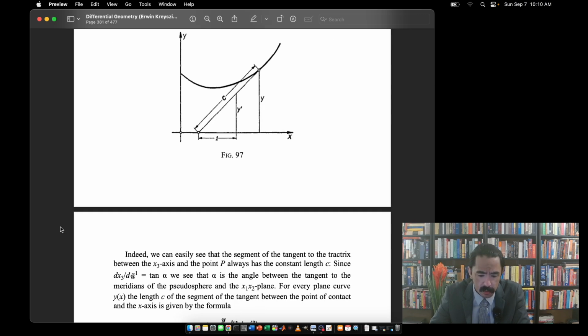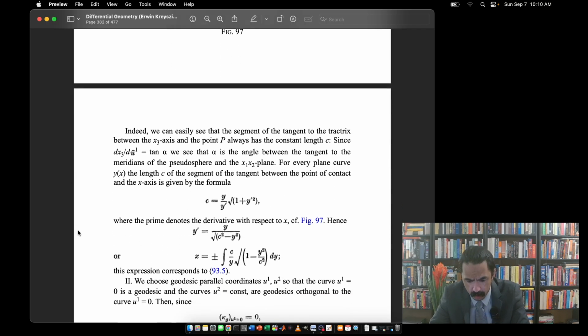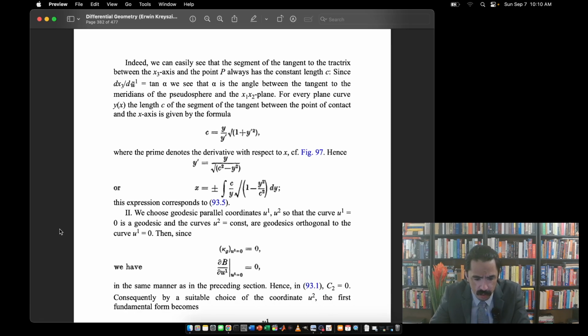Indeed, we can easily see that the segment of the tangent to the tractrix between the x3 axis and the point P always has the constant length c. Since dx3 over du1 bar equals tangent of alpha, we see that alpha is the angle between the tangent to the meridians of the pseudosphere and the x1, x2 plane.